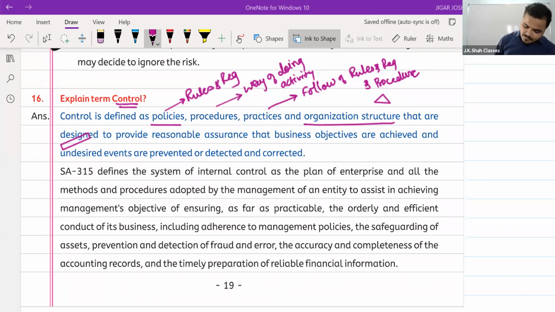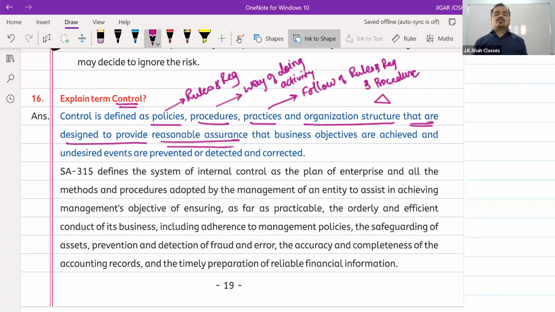So controls are policy, procedures, practices, and organizational structures that are designed to provide what, my dear chartered? Sir, reasonable assurance. We could never be able to eliminate the risk. Risk can never be eliminated, but only with the help of proper controls we could minimize the impact of risk. Are you getting my point of view?